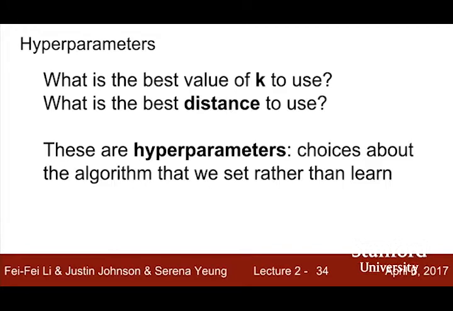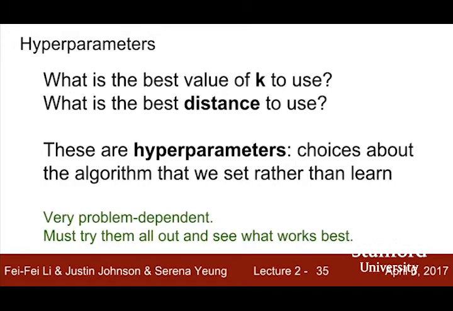So these choices of things like k and the distance metric, we call hyperparameters because they are not necessarily learned from the training data. Instead, these are choices about your algorithm that you make ahead of time, and there's no way to learn them directly from the data. So the question is, how do you set these things in practice? They turn out to be very problem dependent. And the simple thing that most people do is simply try different values of hyperparameters for your data and for your problem and figure out which one works best.